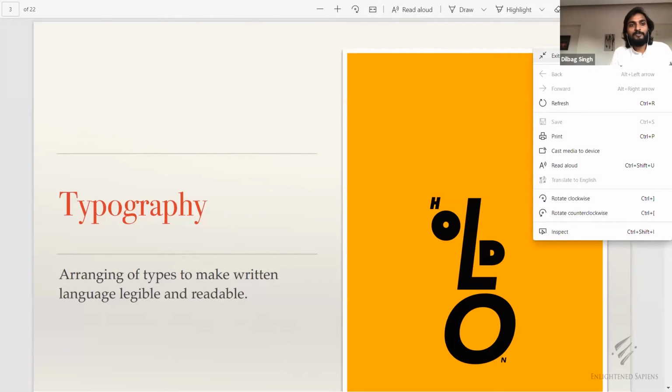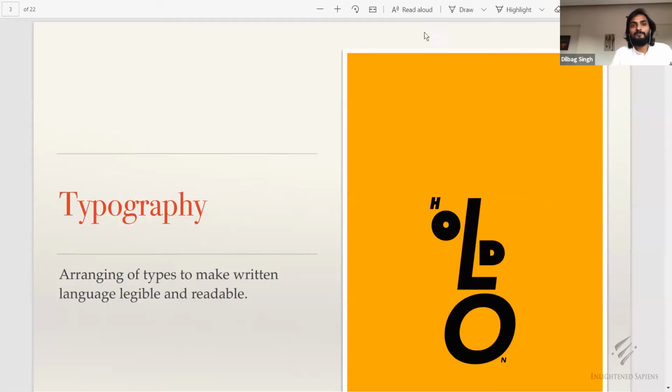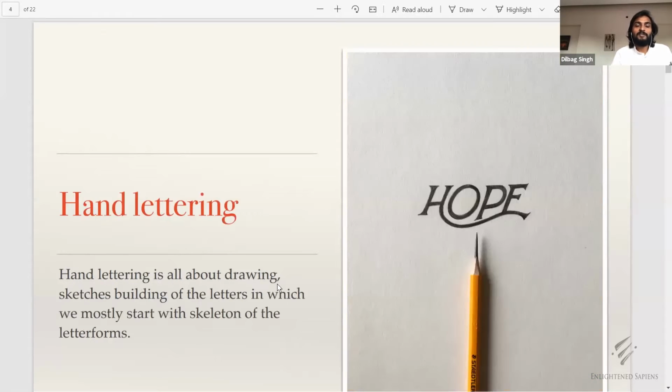So let's talk about typography. What is typography to you? Typography is something where we play with types to make them legible. We set types in a manner that makes them legible and readable, and at the same time we try to communicate. So this is what typography is: the arrangement of types.